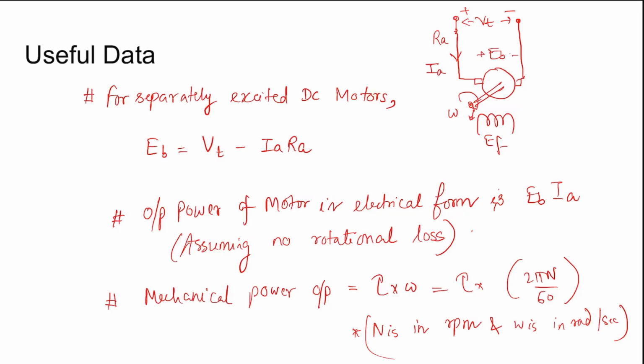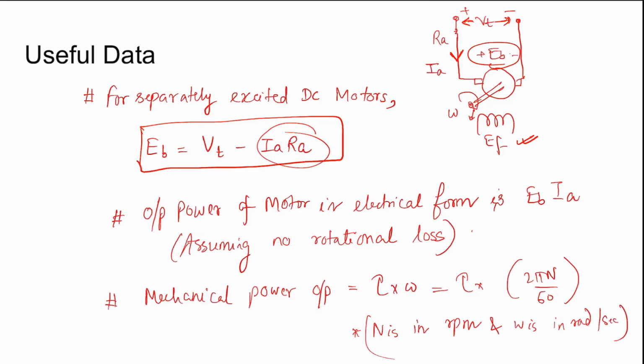This is a diagram showing a separately excited motor where we have excitation given separately to the motor. The terminal voltage of the motor is Vt, and this is the armature current Ia which is flowing through the motor, and Ra is the armature resistance. Eb is the back EMF developed in the motor. So the equation can be written as, for a separately excited DC motor, Eb equal to Vt minus IaRa drop.